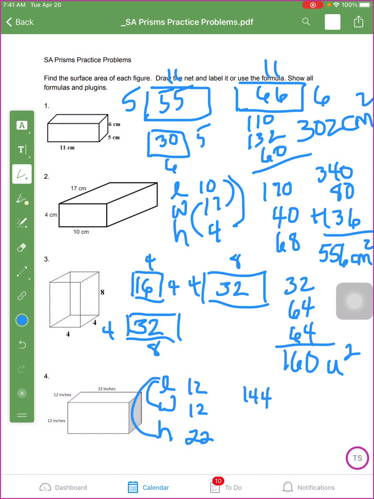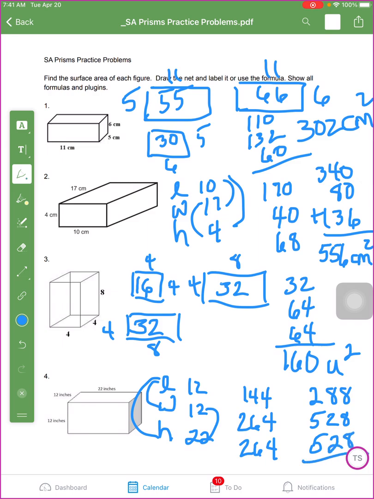Then the length times the height. So 12 times 22 is 264. And then 12 times 22 again gives me 264. Remember, there are 2 of each of these, so 144 times 2 is 288. 264 times 2 is 528. And then we have 528 once again.